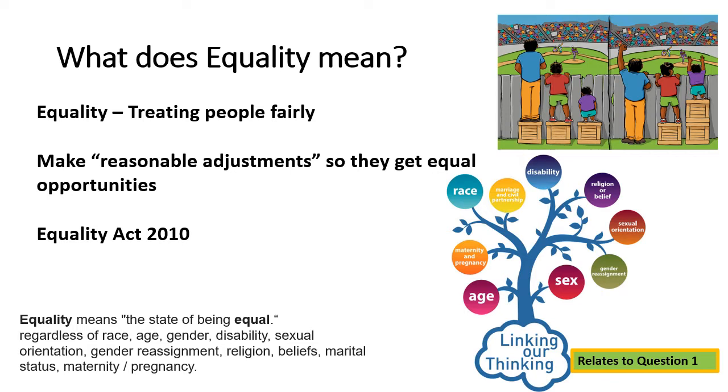And you'll see at the bottom it says equality means the state of being equal, regardless of race, age, gender, disability, sexual orientation, gender reassignment, religion, beliefs, marital status, maternity and pregnancy. It's about making reasonable adjustments so everybody gets an equal opportunity. You'll also see on this slide it talks about the Equality Act 2010. This would be a good time to go and do some research, look online at the Equality Act 2010, and have a look at the summary. It will give you an overview of the Equality Act and how that supports individuals.